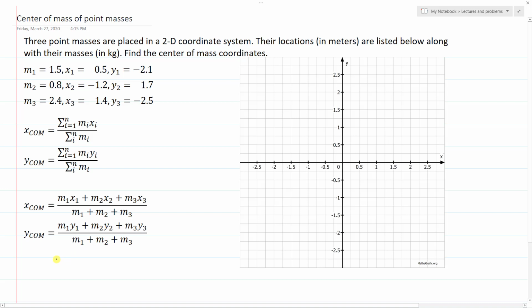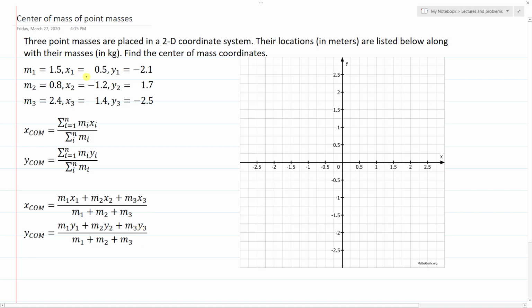And also, if we have more masses, we'll simply expand our expression. Here we'll have another mass with its corresponding y coordinate, another mass with its corresponding x coordinate, and then we'll also add that mass to the bottom to make the new total mass. So that's the formula. And let's take a look at these masses.